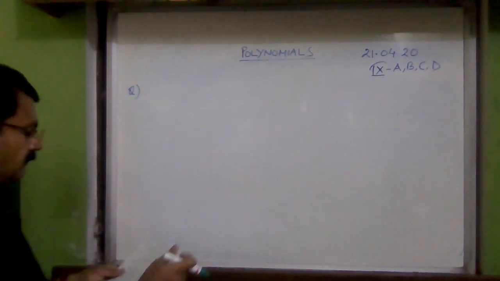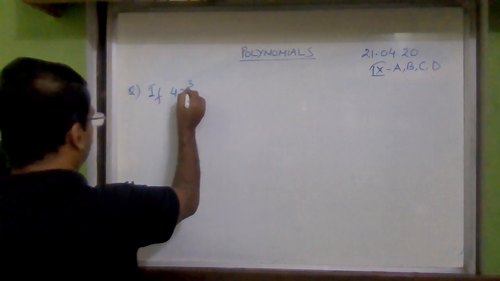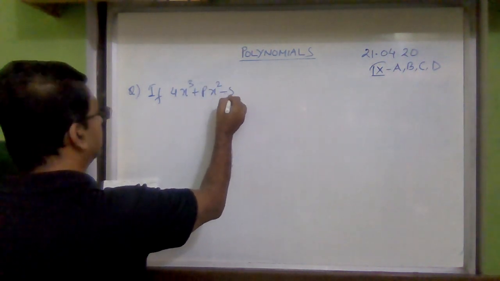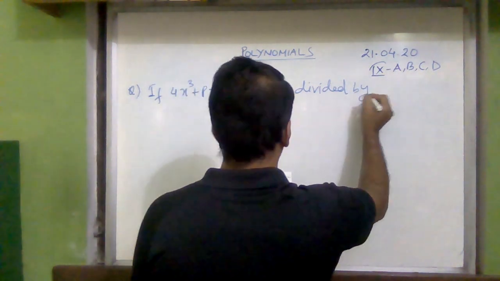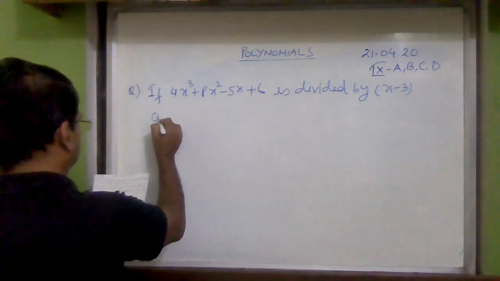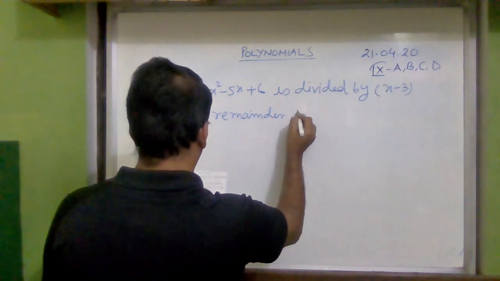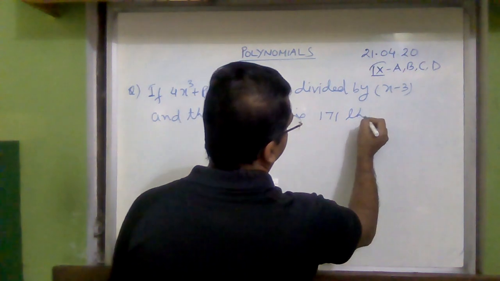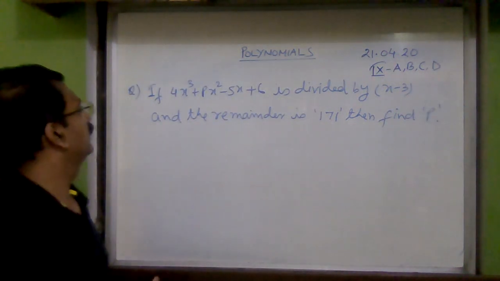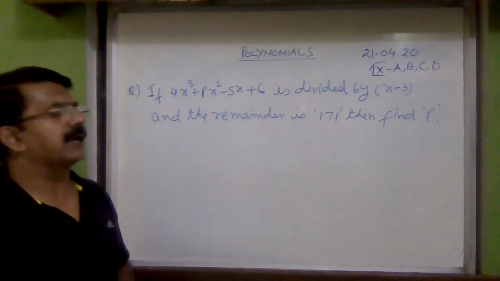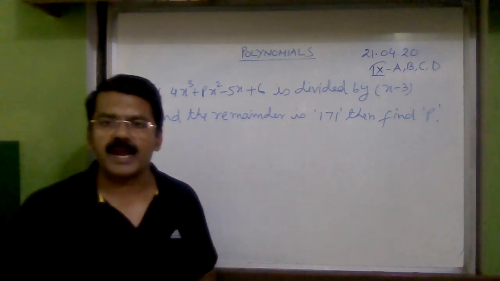The next question is, if 4x cube plus px square minus 5x plus 6 is divided by x minus 3 and the remainder is 171, then find P. The question is, if 4x cube plus px square minus 5x plus 6 is divided by x minus 3 and the remainder is 171, then find the value of P.